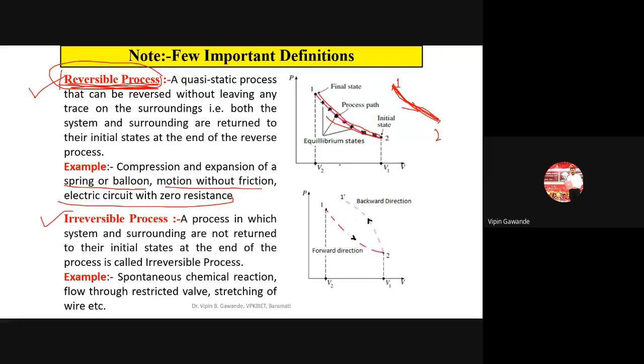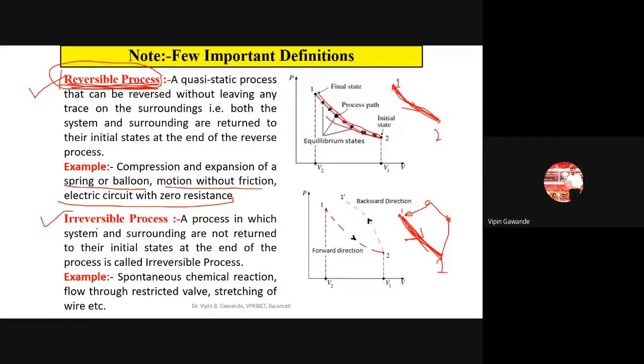Now, what is the irreversible process? We'll take the same example. You are coming to the college from your hostel, but now you are not going back to the hostel. Now you are going to Pencil Chowk, then you are going to Reliance Mall, and then you are coming to your hostel. So what is happening there? Now you have not followed your initial route, the route by which you came to the college. You have taken another route.